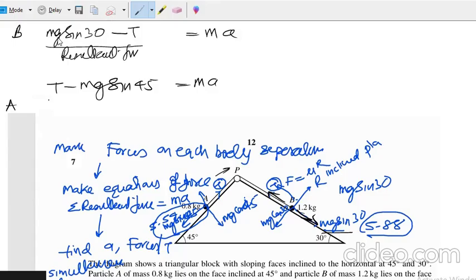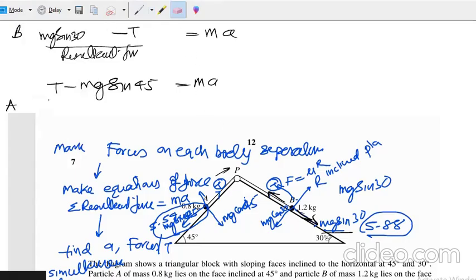Now m in each case is different and sine is different. We took m as 1.2 and so on, but I'm not talking of the values. What I'm saying is this is mg sine 30 minus this.